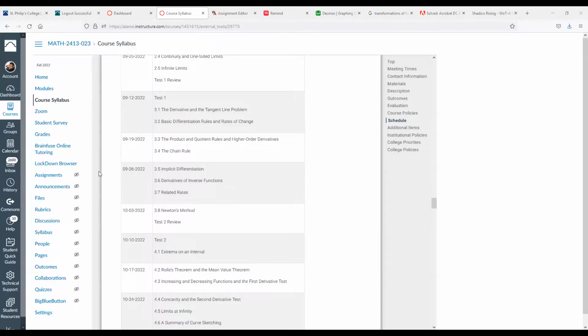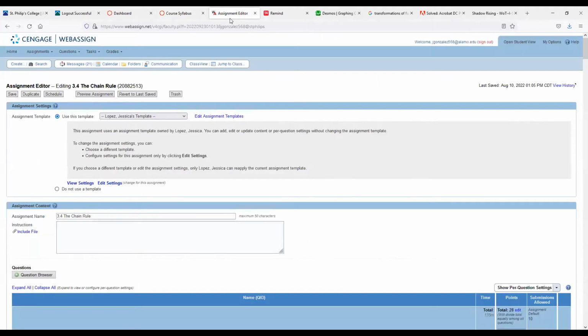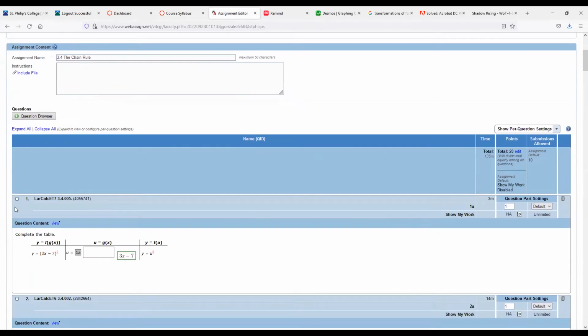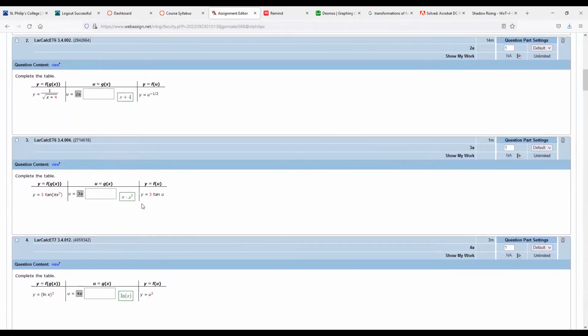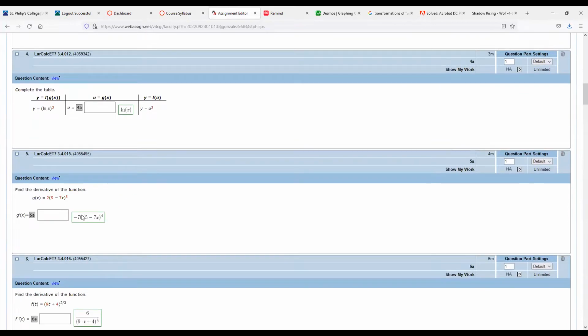All right, so we talked about product and quotient. Let's do chain rule today. And maybe implicit, we'll see. All right. So the first few are more conceptual questions. I think the easiest way to understand this is to remember composite functions.